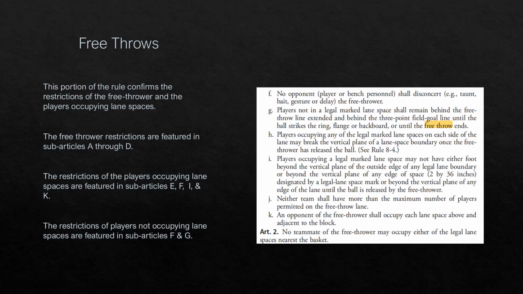The portion of the rule that I want us to pay attention to from this screenshot are H and I. H is pretty much telling us that the players occupying the lane spaces may break the vertical plane once the free thrower has released the ball. Basically, this is saying once the ball is released, you may leave the lane spaces and attempt to obtain the rebound or potential rebound without illegally contacting your opponent.